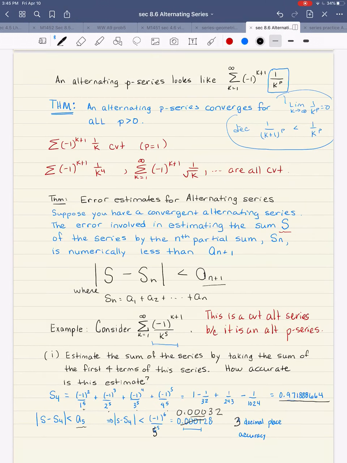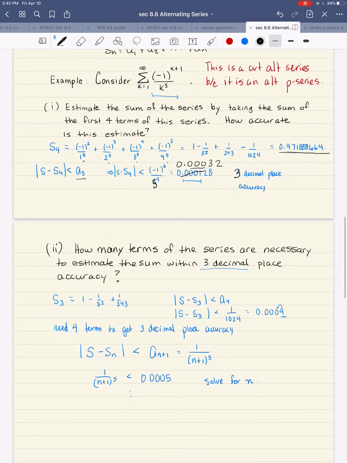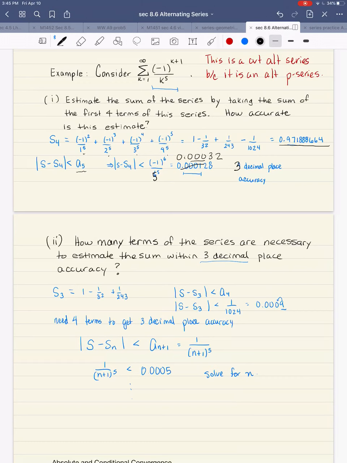So that's where this little theorem is handy. You can get whatever accuracy you want, right? In fact, how many terms are necessary to get within 3 decimal places? Well, I got 3 decimal places accuracy because I got 3 zeros right there.